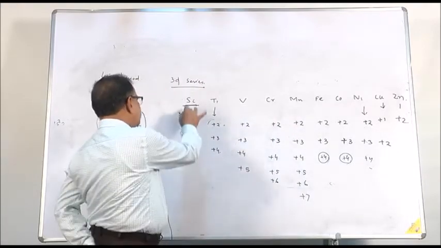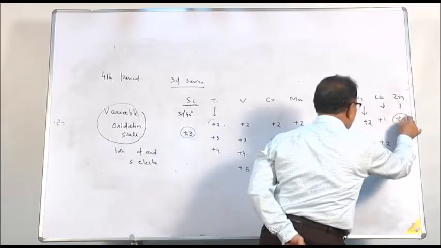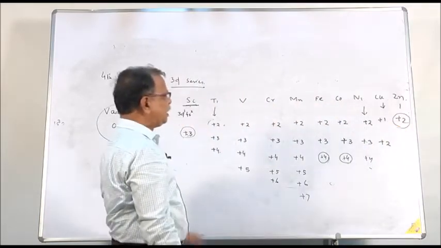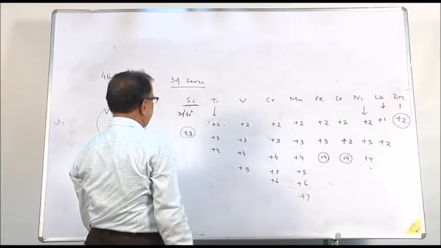Very interesting: why does scandium give +3 only, and why does zinc exhibit only +2? Zinc's oxidation state is not variable; zinc shows only +2. First one is scandium. Let us discuss the scandium oxidation state.